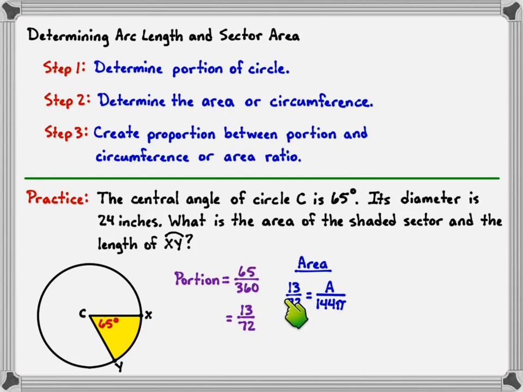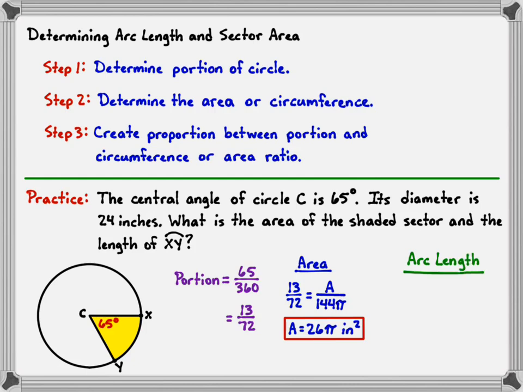This is my proportion. So this is the portion that I had here, and then the A represents the sector area, and then the 144 pi is the area of the entire thing. Remember, part over whole. From here we can cross multiply and then divide, and we would end up with 26 pi inches squared. Remember, if it says to round to the nearest tenth or hundredth or thousandth, you're going to want to multiply that out. 26 times 3.14159 and so on. If it says leave it in terms of pi, then this would be your answer.